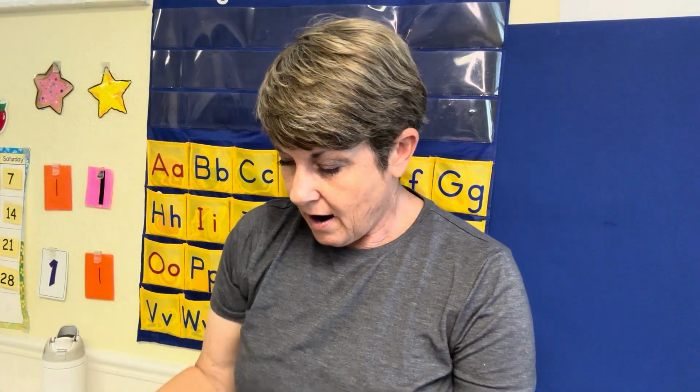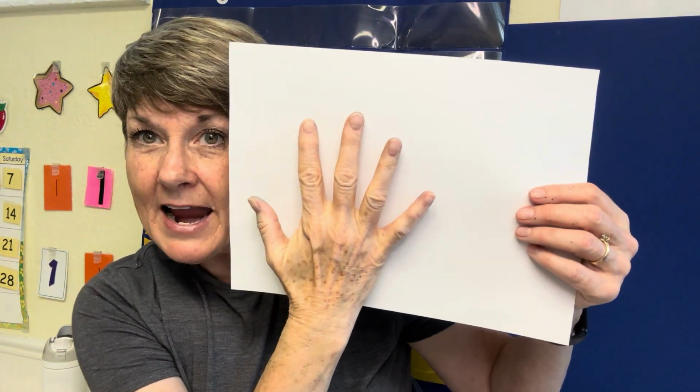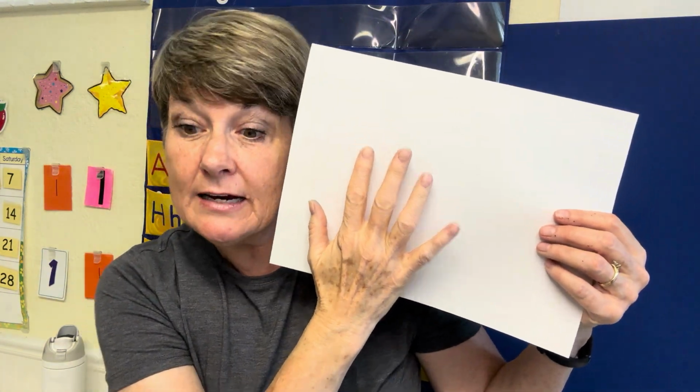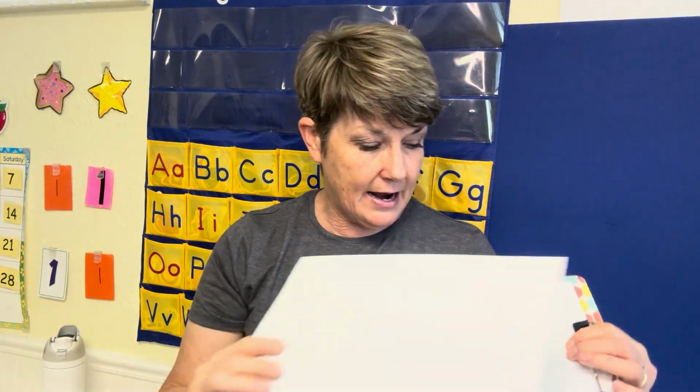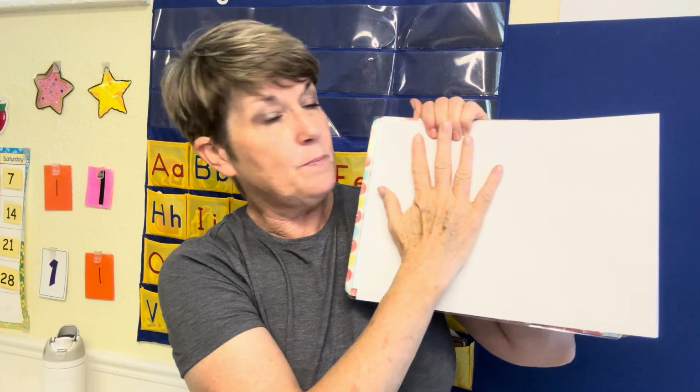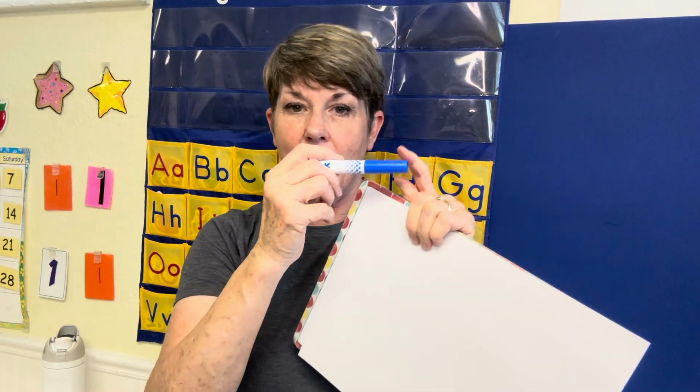germs. So we're going to need a white piece of paper, and we're going to put our hands on and trace it. You're probably going to need a little bit of help. It's kind of hard to trace your very own hand. So we're going to put our hand on here. I'm going to have to put it down to draw my hand.